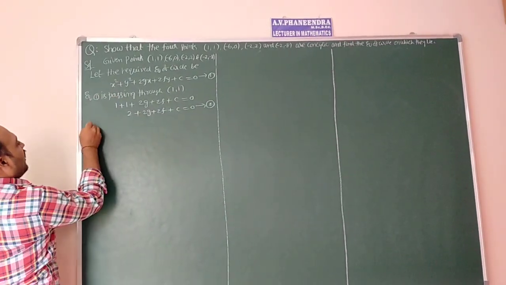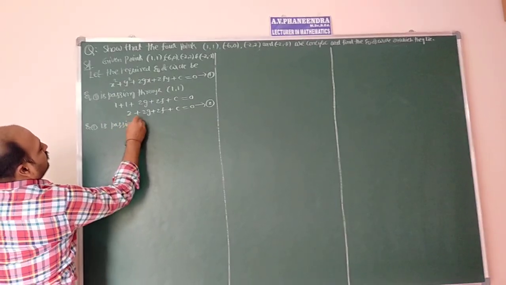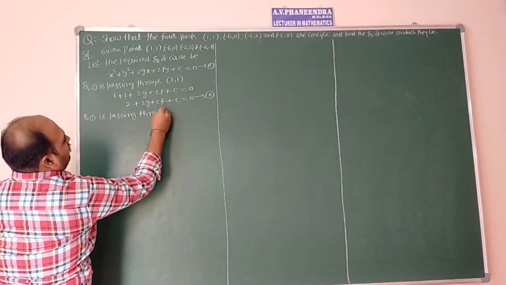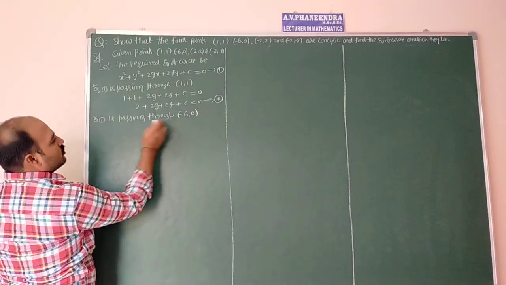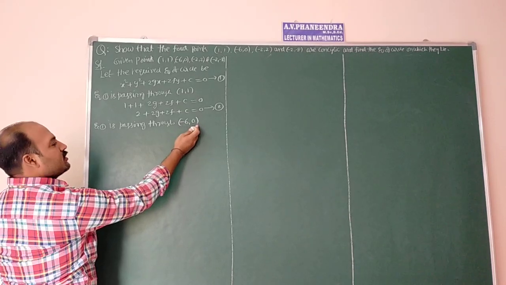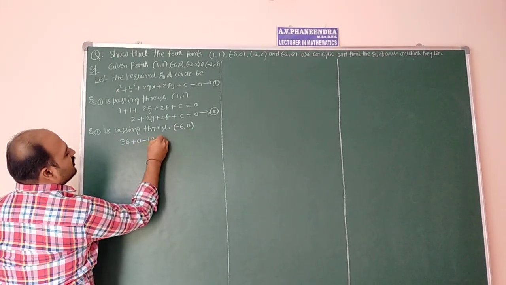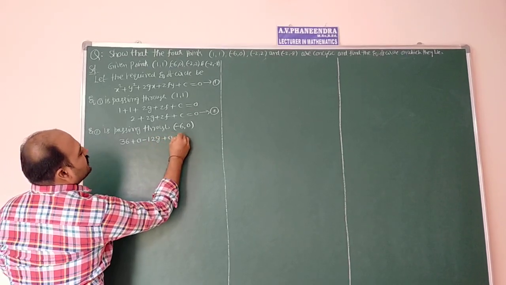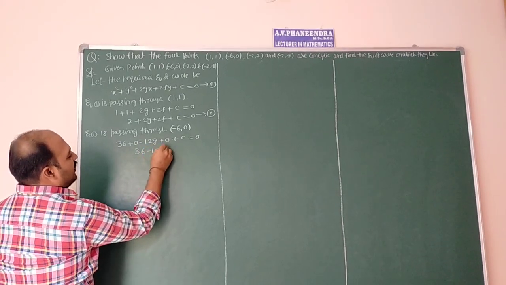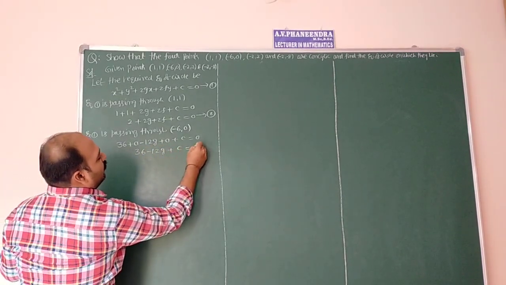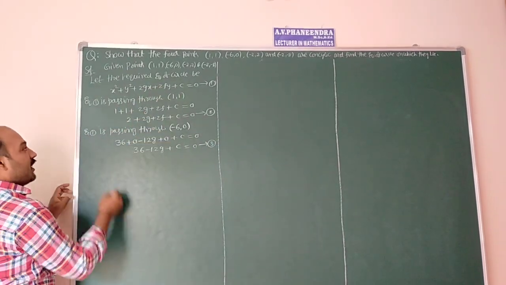Next, equation 1 passing through (-6, 0). So in place of x, y, substitute -6, 0. 36 plus 0 minus 12g plus 0 plus c equal to 0. So 36 minus 12g plus c equal to 0. Equation number 3.